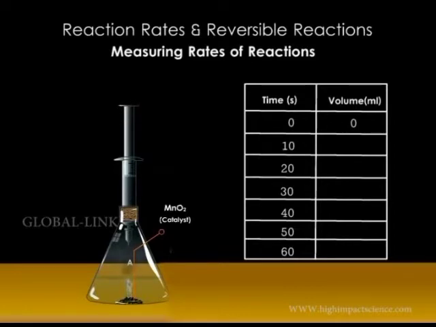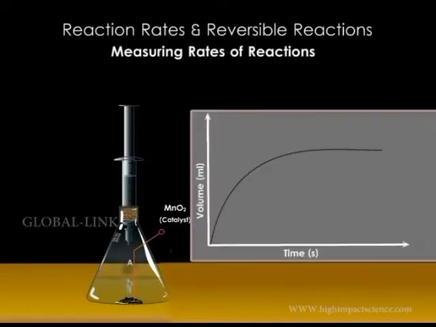If we plot a graph of volume against time, this is the curve that we will obtain. From this graph, we can see that initially, a large volume of gas is produced within a short time, so the rate of reaction is high in the beginning. The rate then slows down over time as the reactants get depleted. Less and less gas is produced per unit time.